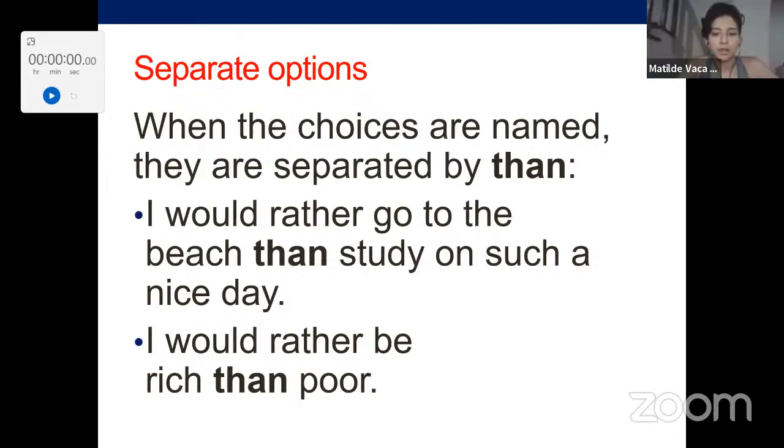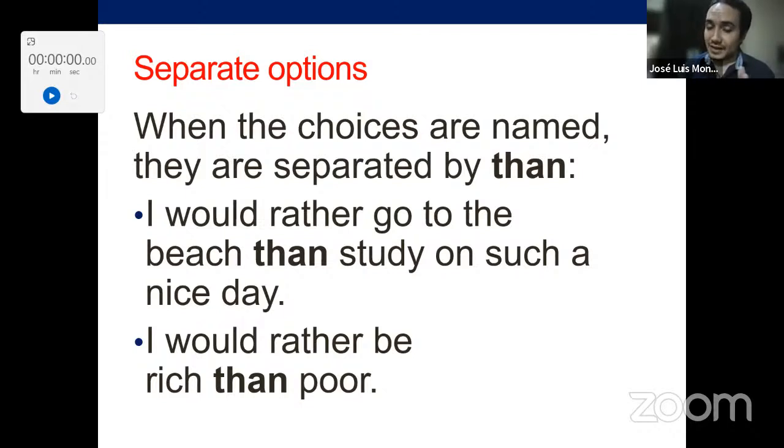When the choices are named, they are separated by than. I would rather go to the beach than study on such a nice day. I would rather be rich than poor. Correct, right? So in this case, saying "than studying" is going to be incorrect, just because at the beginning we have "would rather", that is telling us that we need the base verb. Okay, just the base verb.